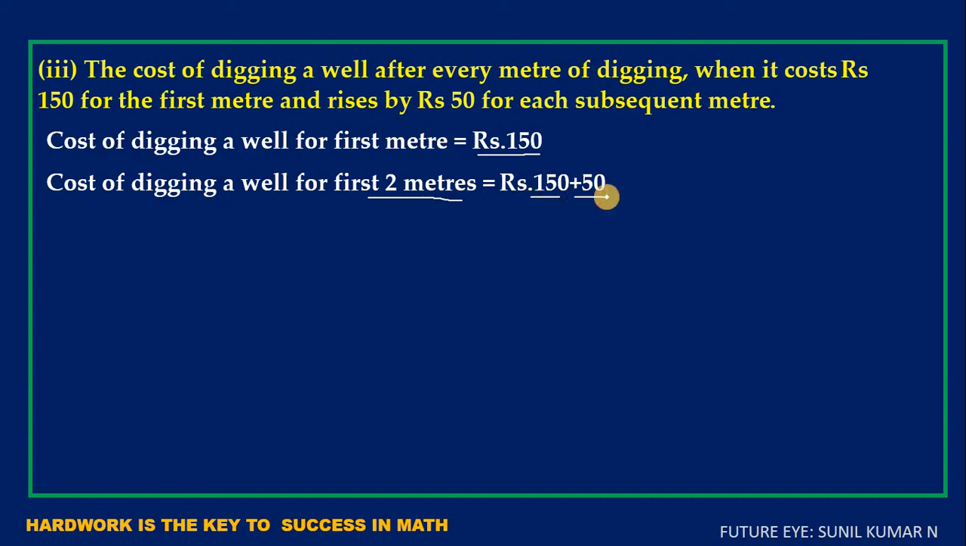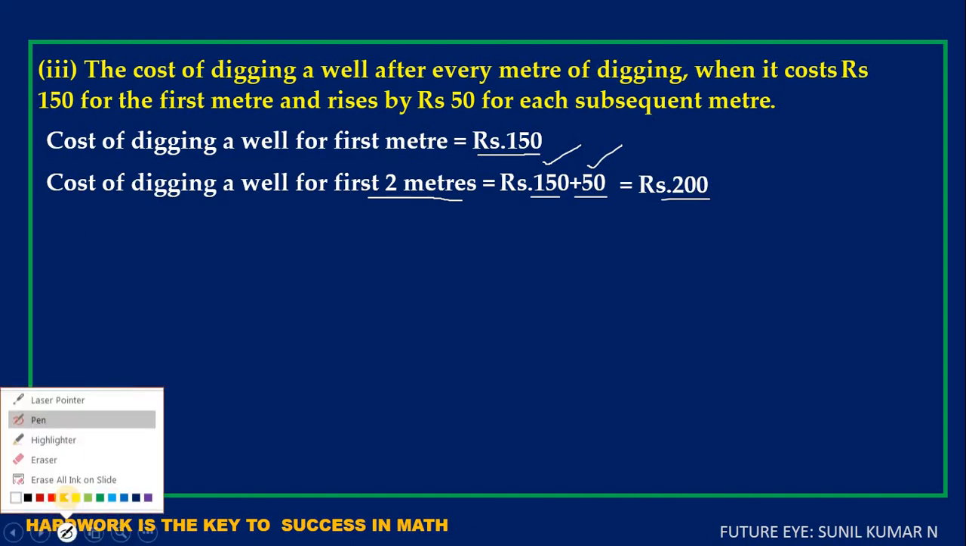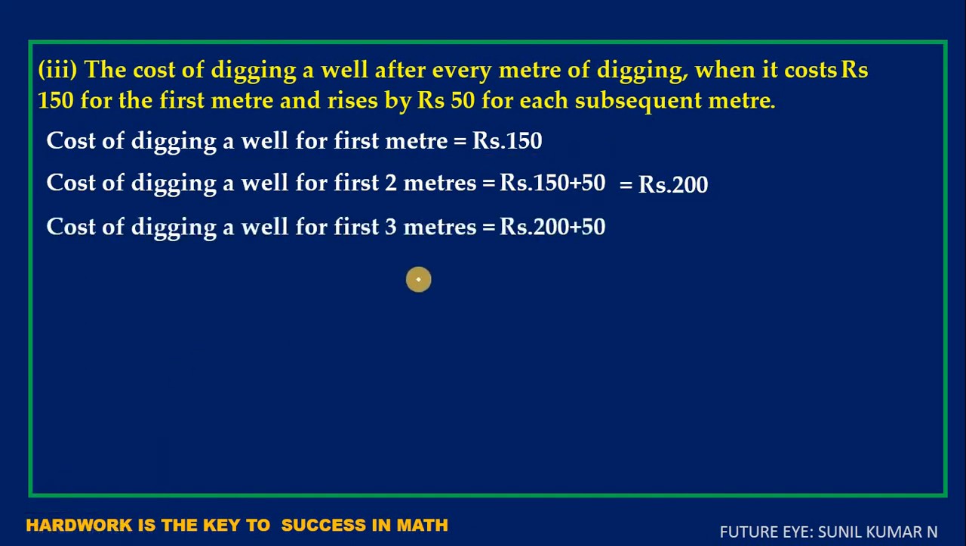150 add to 50. Because for the first meter they'll take 150, and from there onwards they'll take 50 rupees. So 150 plus 50 is 200. Now for the third meter, 200 add to 50. So here 200 add to 50, we get 250.